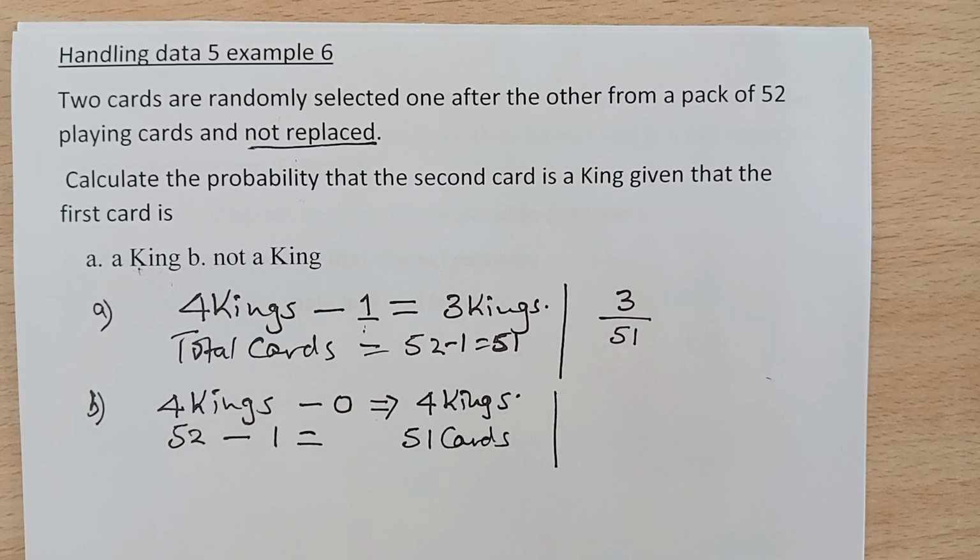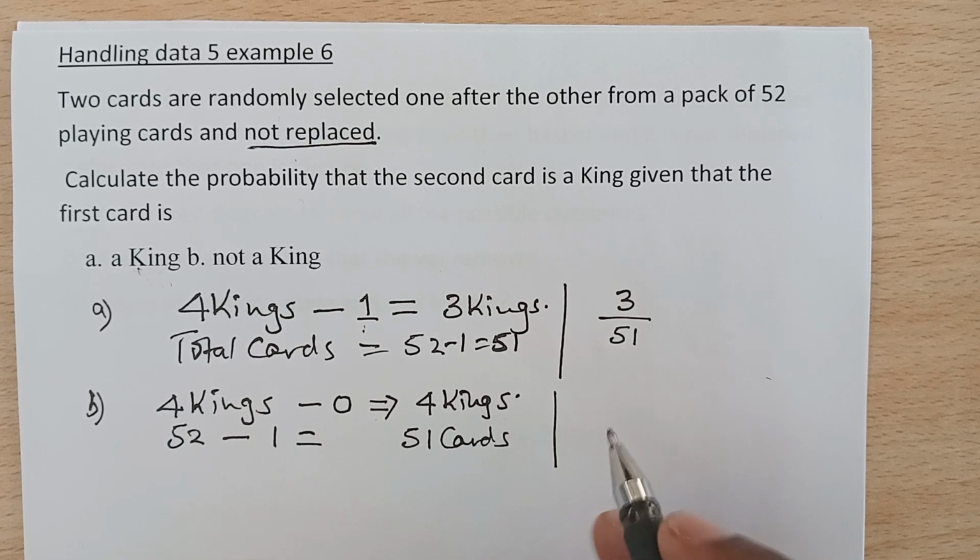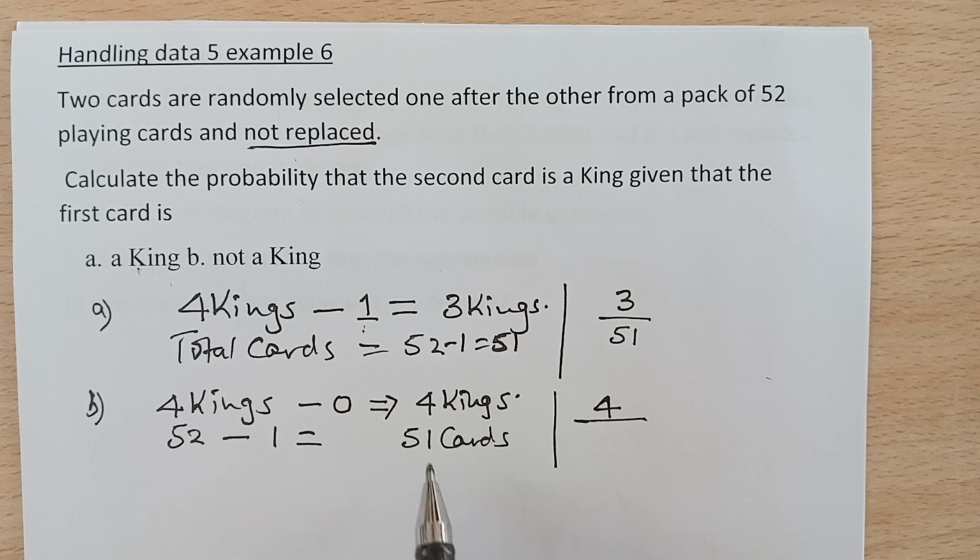So the probability of picking the second king, given that the first card is not a king: we still have all our 4 kings because we did not pick a king, but we have picked a card which is not a king. That effectively reduced the total number of cards in the bag to 51, and that is the probability and answer to part B of the question.